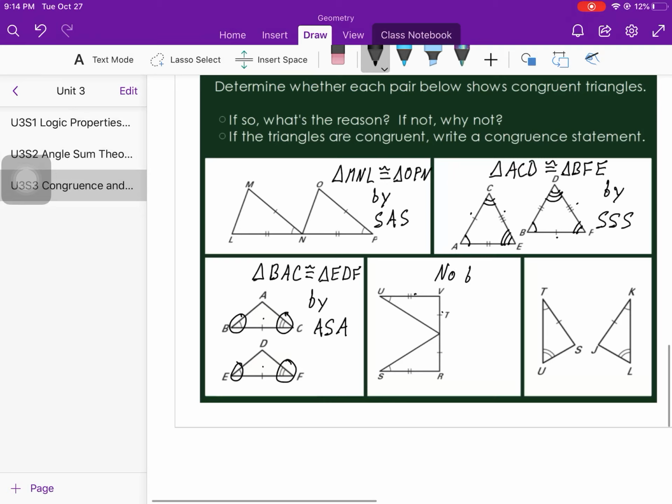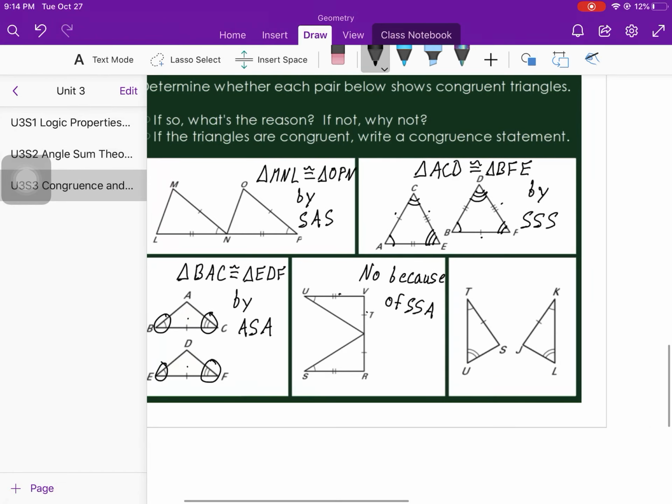So this is no, because of side-side-angle. They might be congruent. Just because it's a side-side-angle situation doesn't mean they aren't congruent, but we can't prove that they're congruent because of that.